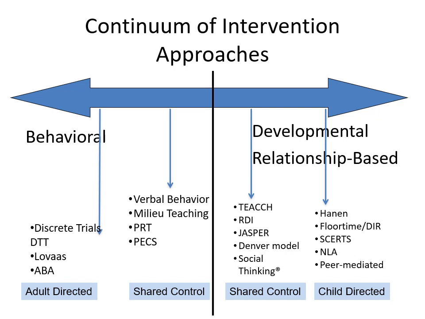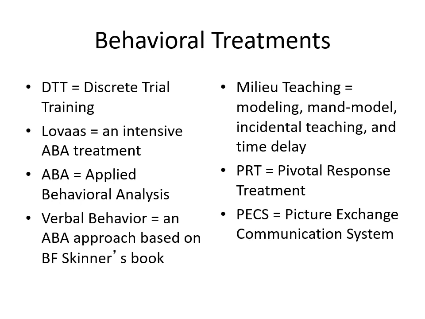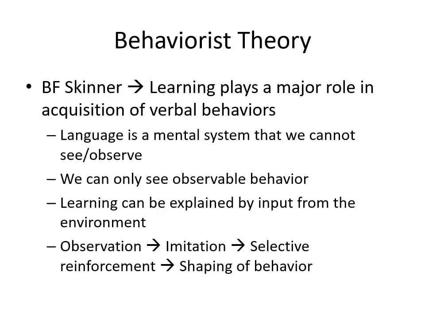Then we cross over the line and we head towards developmental relationship-based side of the continuum. And in this case, we have shared control, but veering toward the side of child-directed. So it's child-directed, but the adult still has some control. So these are the TEACH method, RDI, Relationship Development Intervention, JASPER, the Denver model, social thinking. And then on the very right-hand side, we see Hannon, floor time, CERTS, natural language acquisition, peer-mediated treatments. These are very child-directed treatments. These are some of the acronyms that you see on the previous slides so that you know what those mean.